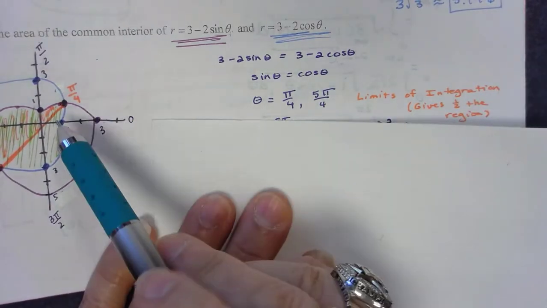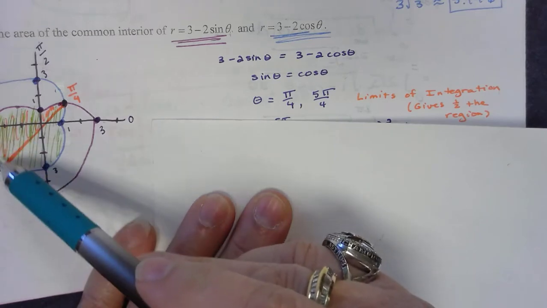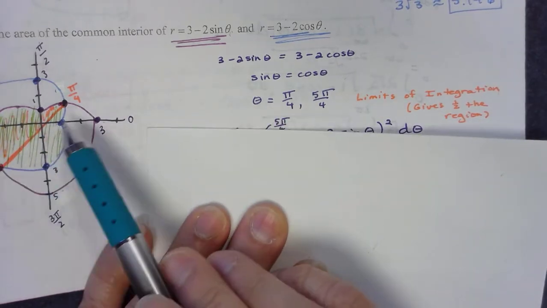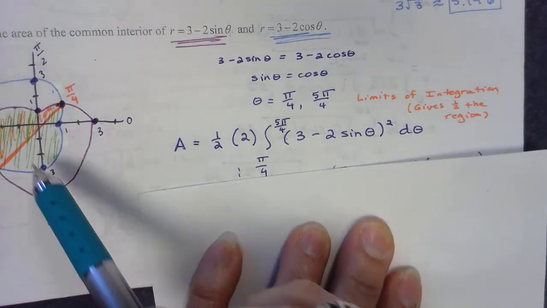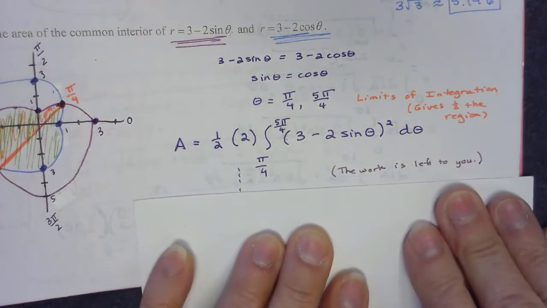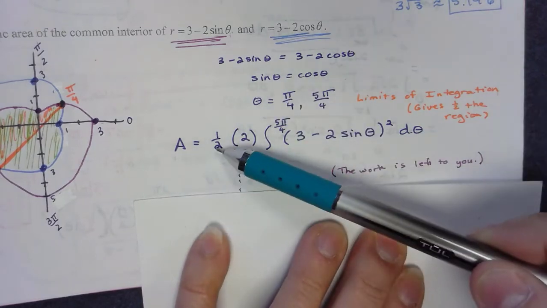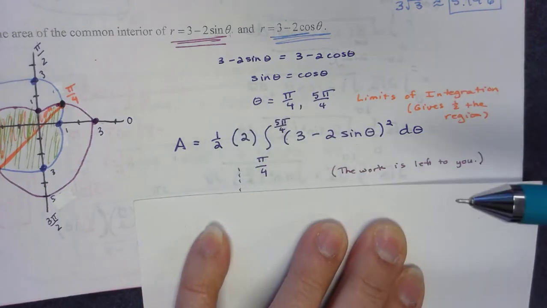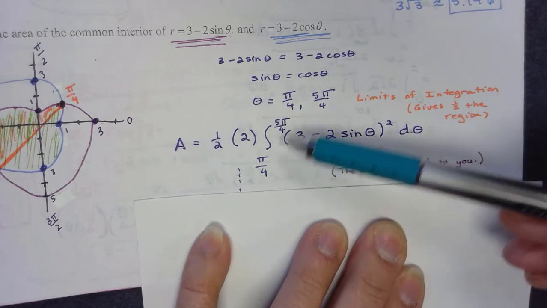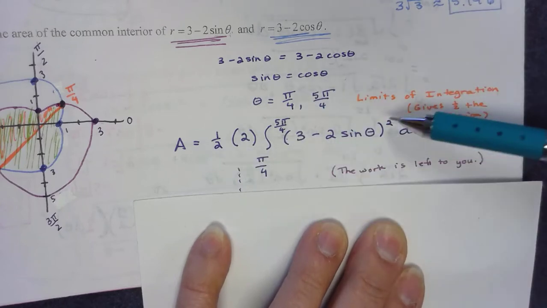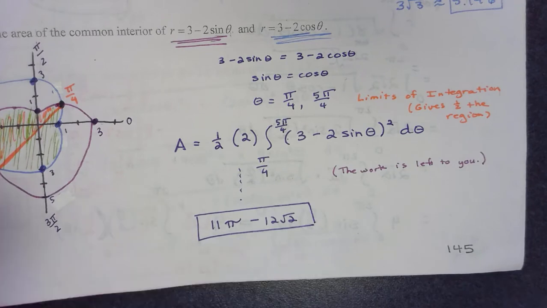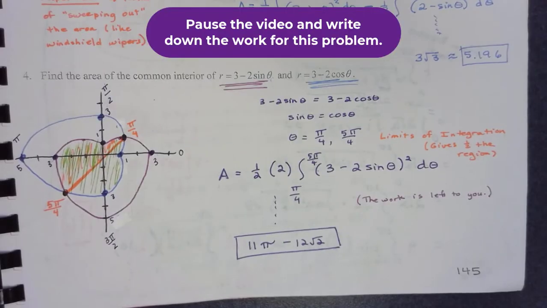So if I go from pi over 4 to 5 pi over 4, it just gives me half of the region. So I need to double that to get the full region. So again, my formula, 1/2 integral from alpha to beta, r squared d theta only gives us half the region. We must double it. So that is going to give me this. The work is left to you. There's the answer. So now, if you would like to pause the video, you can write down this work.